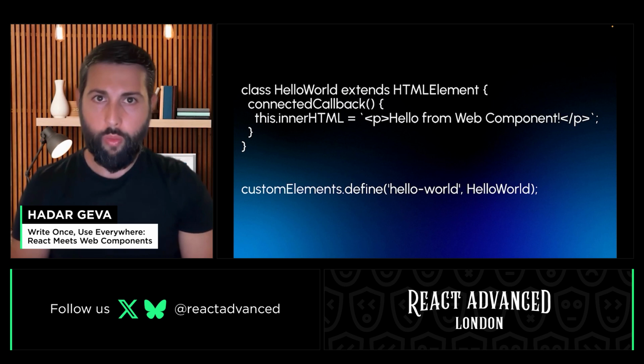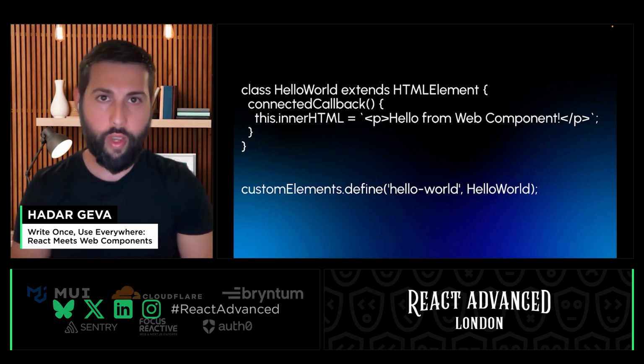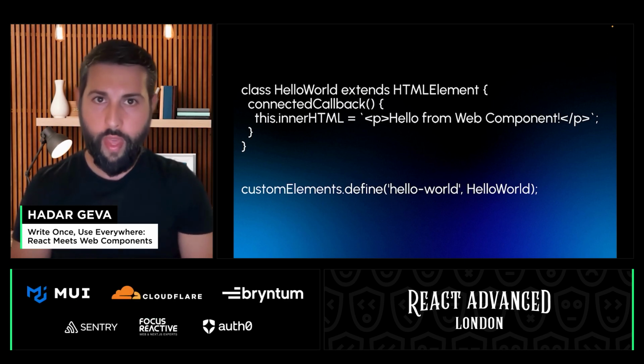When it's added to the DOM, the browser calls connected callback, and we set its inner HTML. That's it. No build step, no library, just pure browser API. Once we register it with custom element define, we can literally drop hello world anywhere. This is the foundation. Next, we'll see how we can make this element React-powered instead of static.